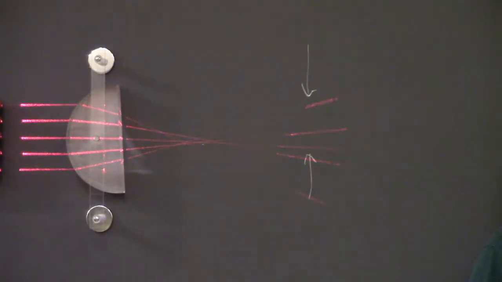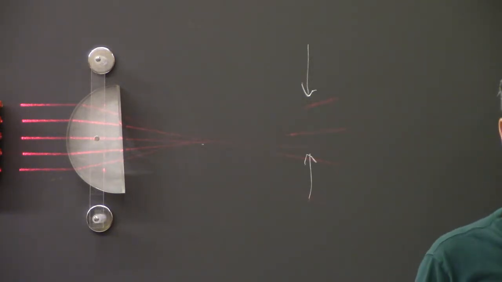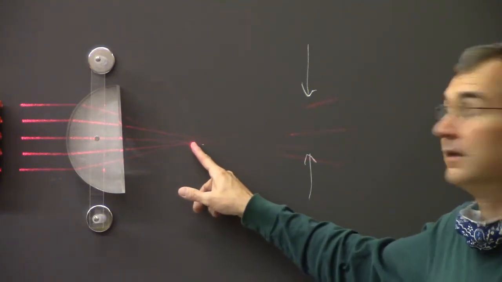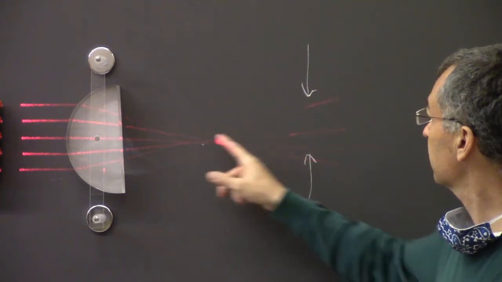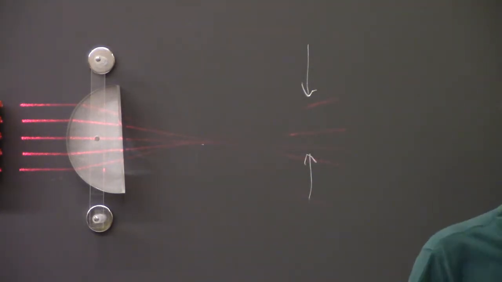So here we're bringing things to a focus right around here. So instead of way out here, the focus is in here. So it looks like about a factor of 2 or 3 smaller focal length.